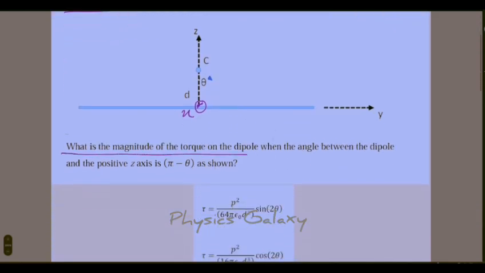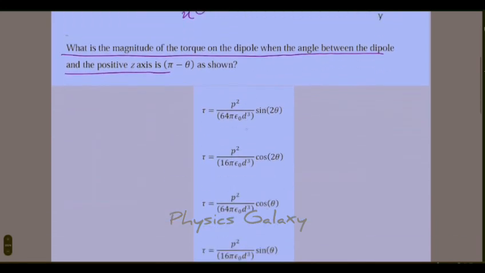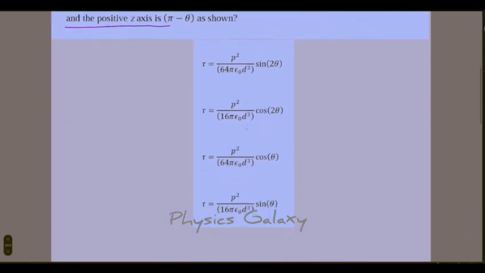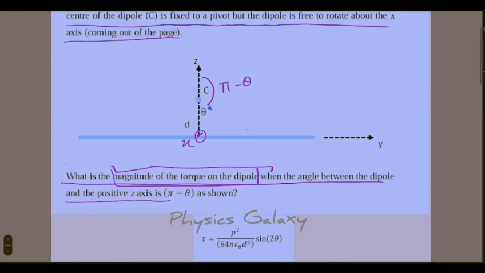What is the magnitude of the torque on the dipole when the angle between the dipole and the positive z-axis is pi minus theta? So this is the angle pi minus theta. And here are our four options. So what we have to find is the magnitude of the torque on the real dipole.